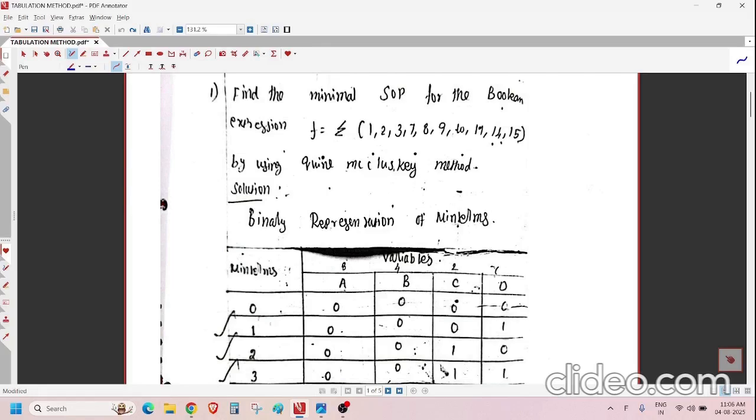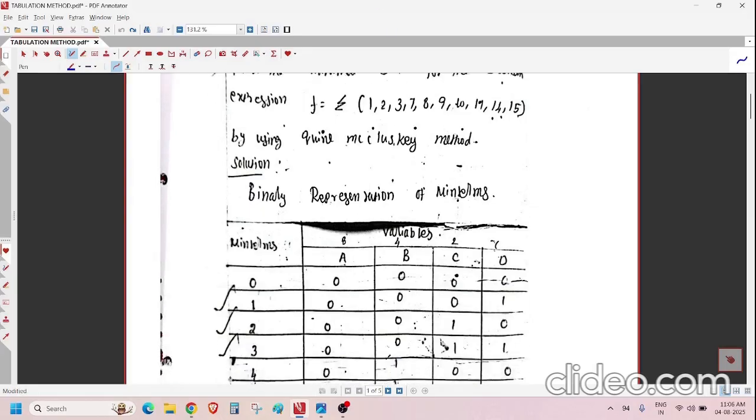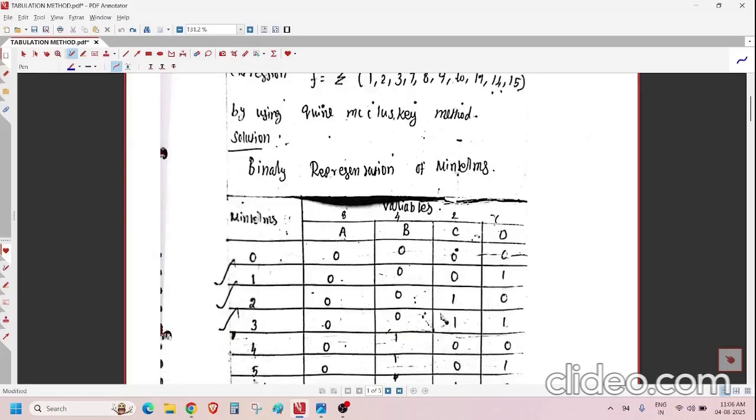Actually, SOP means sum of product form. So in the input they have given the SOP, that is the sum of product form, and the method they asked us to use is the Quine-McCluskey method. So we'll enter into the solution. First, we have to mention the binary numbers for the input.